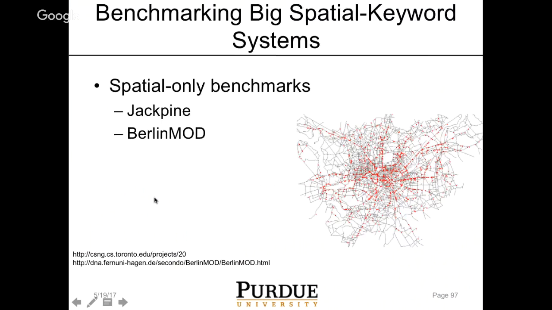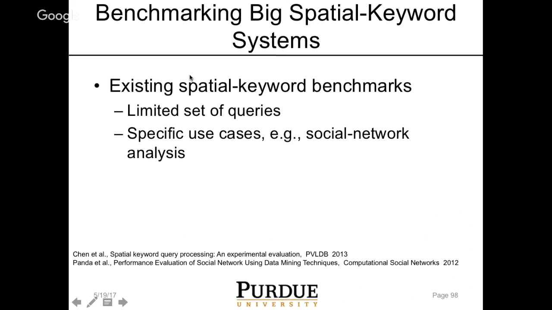Benchmarking. There are several benchmarking proposals, for example, Berlin Mod or Jackpine, that are both spatial only. There are also relational benchmarks that are quite popular. We need spatial keyword benchmarks that are general. There are existing ones that, for example, focus on spatial social network analytics, and they also cover a limited set of queries.